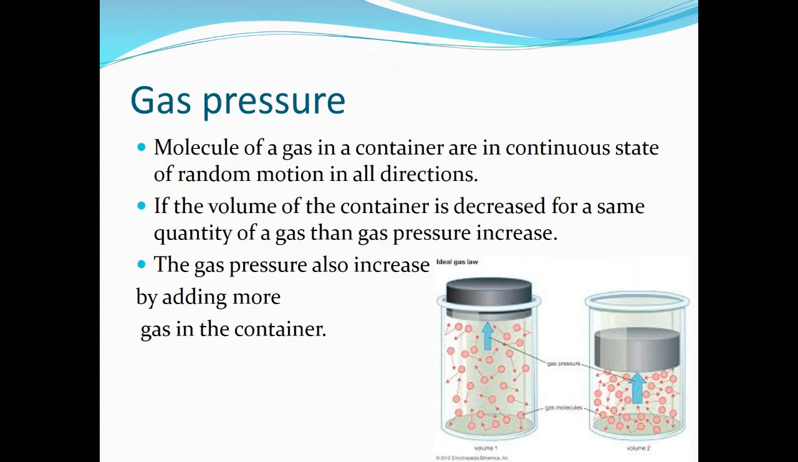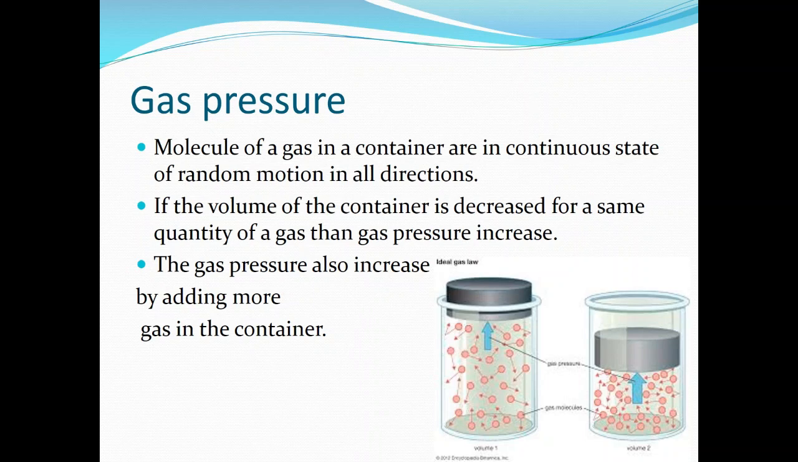The last topic which we are going to discuss in this chapter is gas pressure. If we have a container and gas inside it, the gas particles are continuously in a state of random motion in all directions. They don't have a certain direction. So when you spray in the room, the smell of the spray moves in all directions of the room. So after some time you can feel that smell.